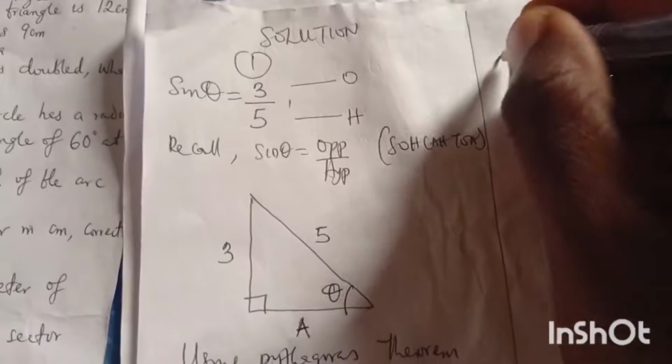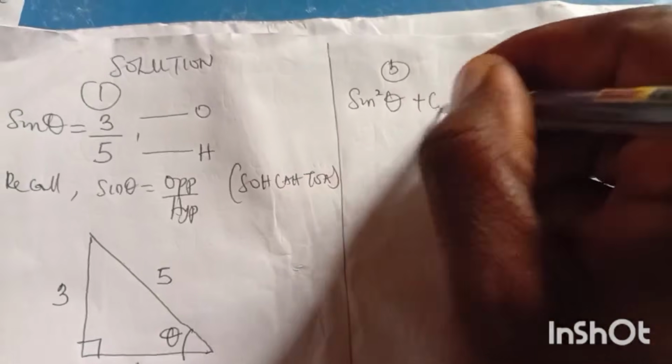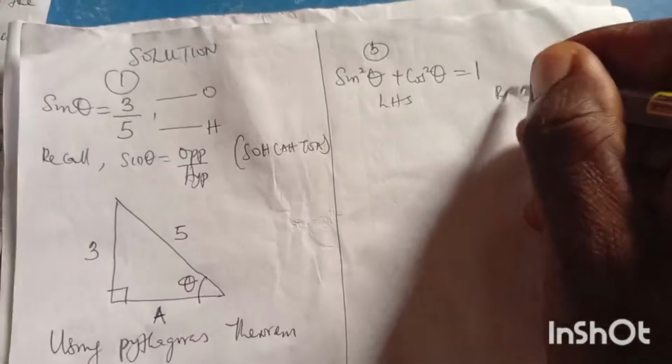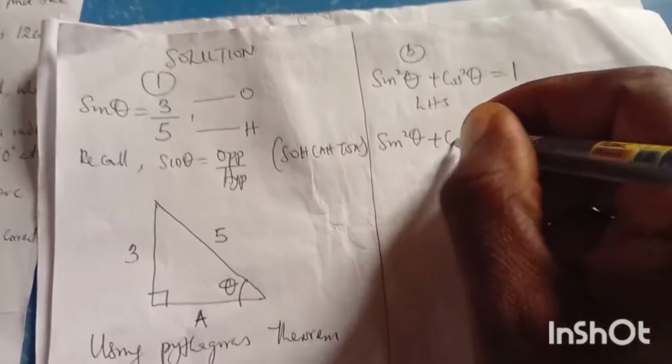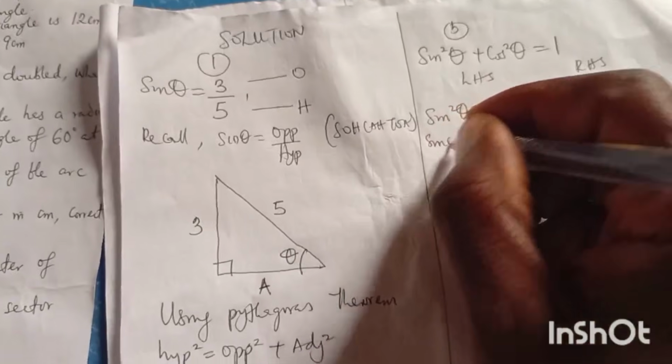Wow, what a very nice statement. B said, verify that sine squared theta plus cos squared theta is equal to 1. You don't need to struggle. This is my left hand side. This is my right hand side. Let all focus be on my left hand side. Let's forget this side. I'm working with sine squared theta plus cos squared theta. Since sine theta, what's my sine theta? It's equal to 3 over 5.